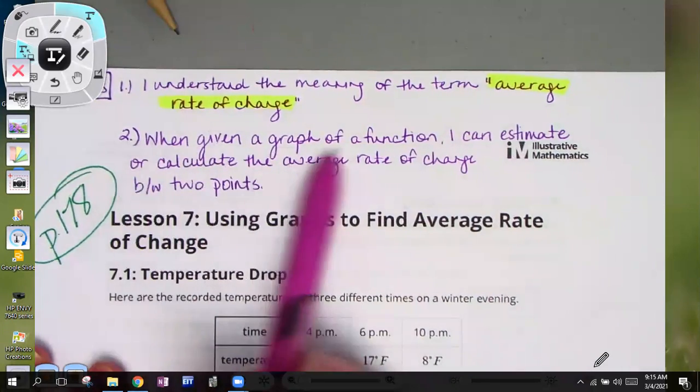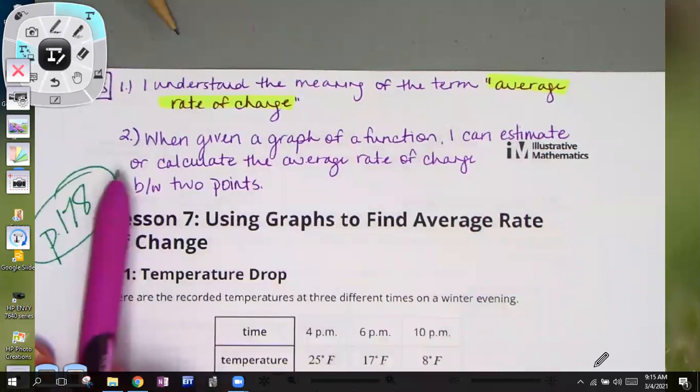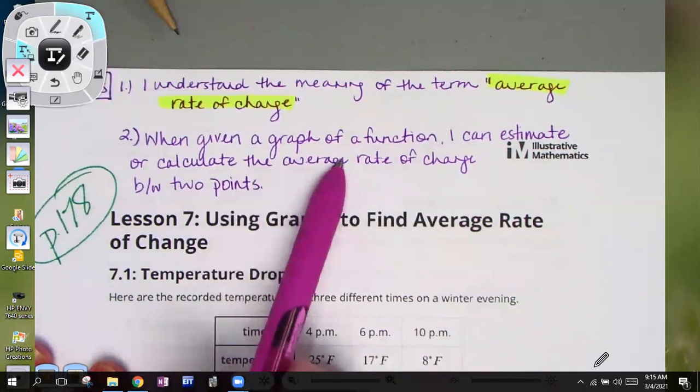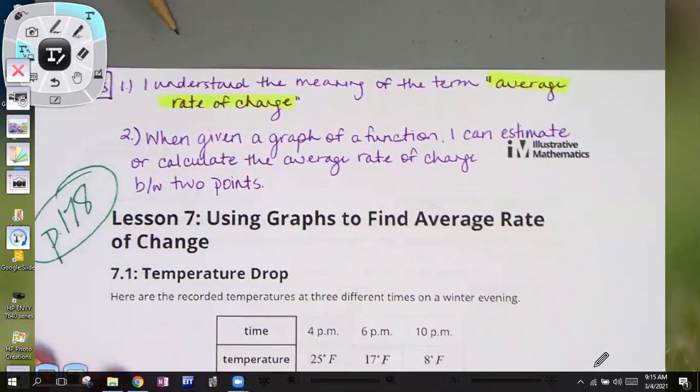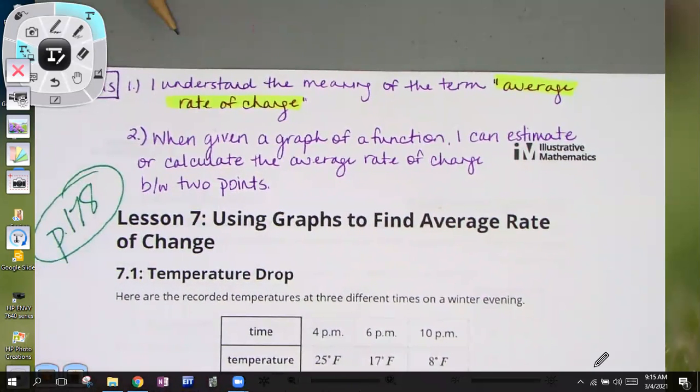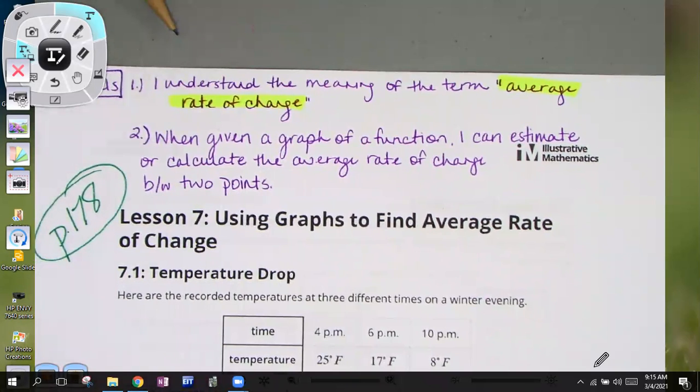All right, when given a graph of a function, I can estimate or calculate the average rate of change between 2 points. Okay, so that is what we will be doing in this lesson. This is a skill that you have learned before, and I know for a fact we have talked about it. They're just using a new terminology for it. So we'll get into that.